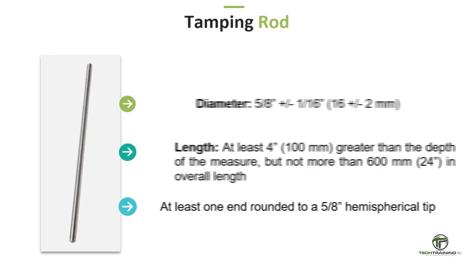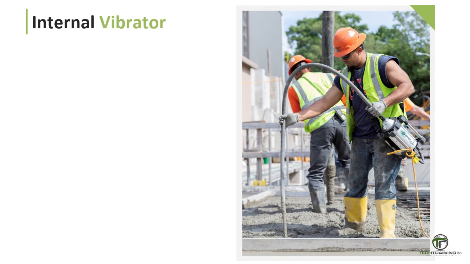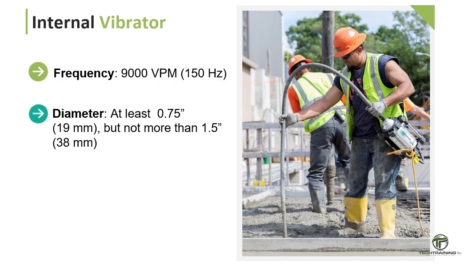as the rod. The vibrator frequency shall be at least 9,000 vibrations per minute, or 150 hertz, while the vibrator is operating in the concrete. The outside diameter or the side dimension of the vibrating element shall be at least 0.75 inches, or 19 millimeters, and not greater than 1.5 inches, or 38 millimeters.